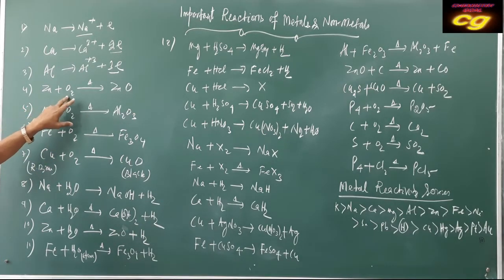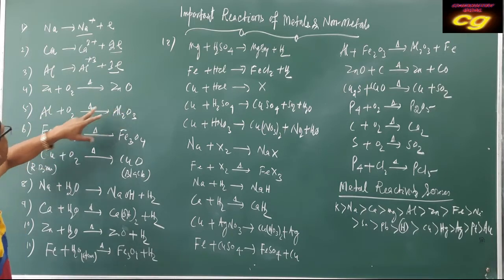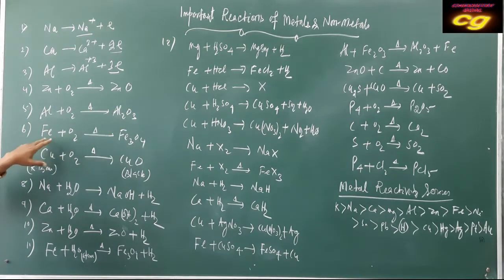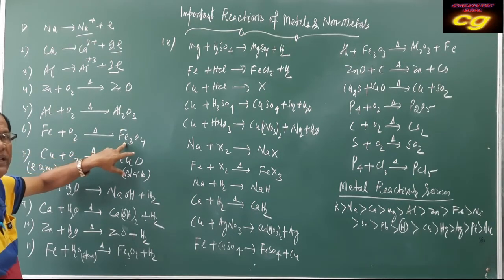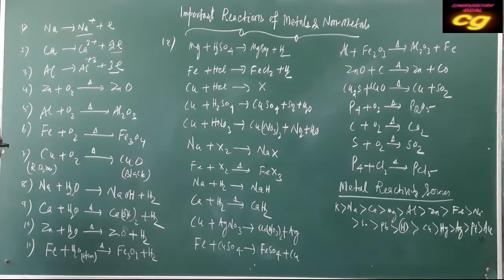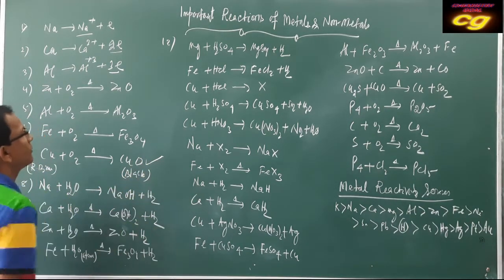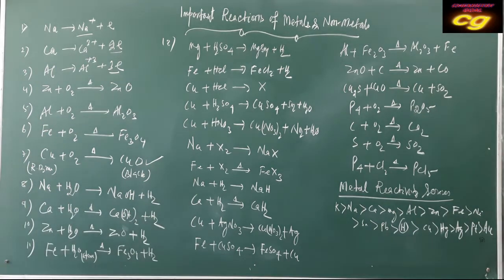Zinc when heated strongly produces zinc oxide. Aluminium heated in oxygen gives aluminium oxide, and iron on strong heating produces iron oxide. Copper, reddish brown in color, when heated strongly becomes black with the formation of copper oxide.